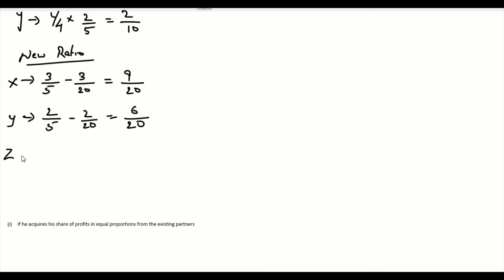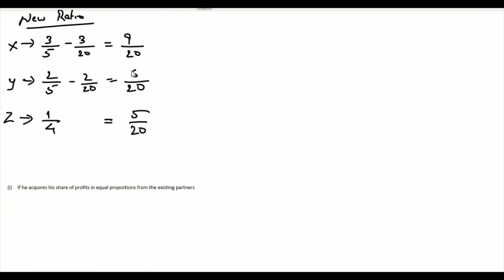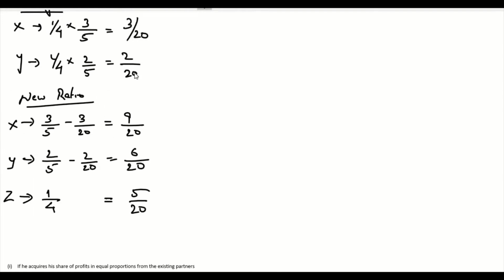Then we have Z. His share is given in the question, it's 1/4. If we wanted to keep the same denominator, it's going to be 5/20. There is a small correction here. Here it's 4 into 5, it's also 20. By mistake I wrote it 10. Okay. So now we have the new ratio for X, Y and Z. The new ratio for X, Y, Z is 9:6:5.